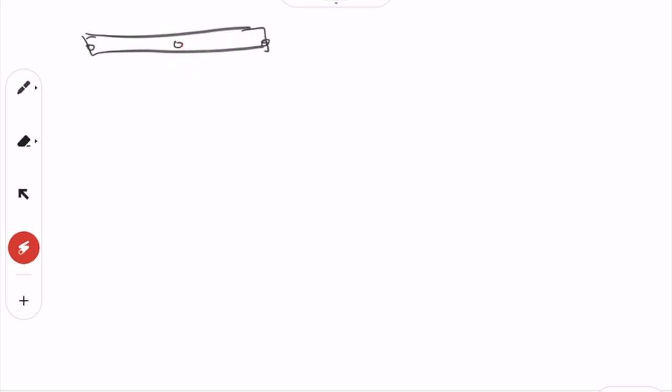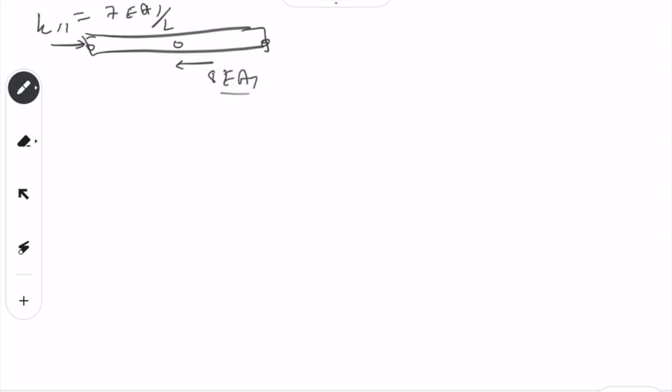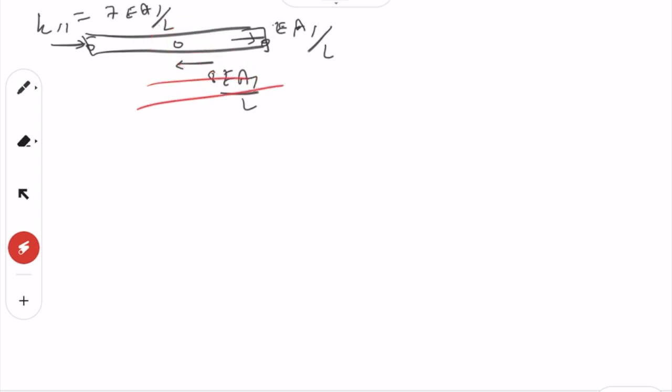But mathematically we found that if the force here is K11, which is equal to 7 EA1 over L, then there is a reaction force here which will be equal to 8 EA1 over L, and another force here which will be equal to EA1 over L. So whatever we get mathematically we have to put, we don't apply the physics here, simply because if you apply physics, actually there is no force here because all the forces will be taken up by this one.